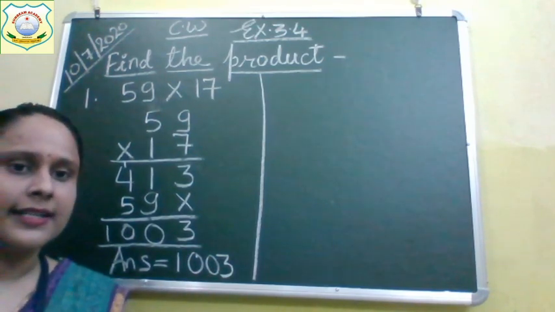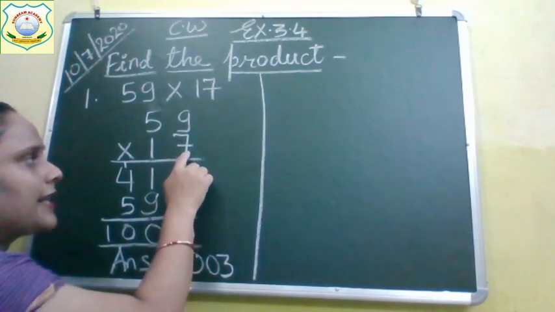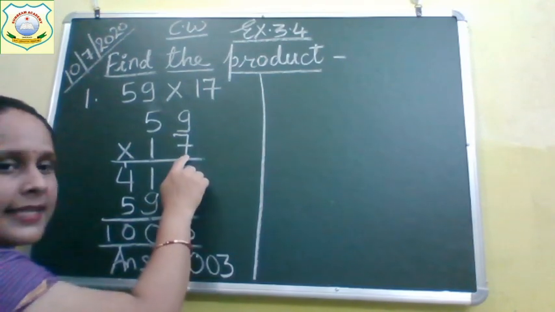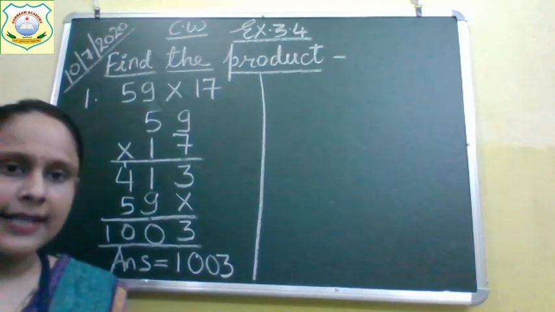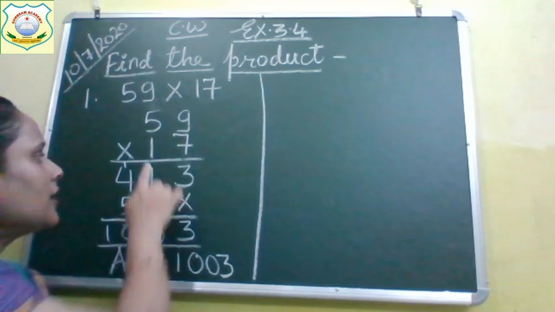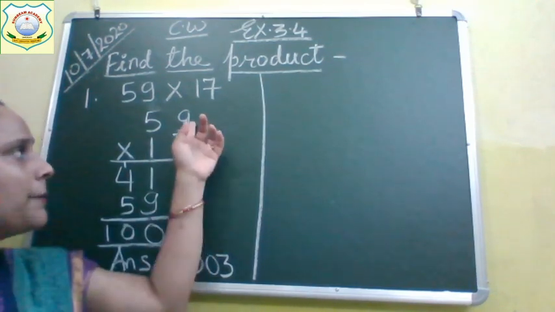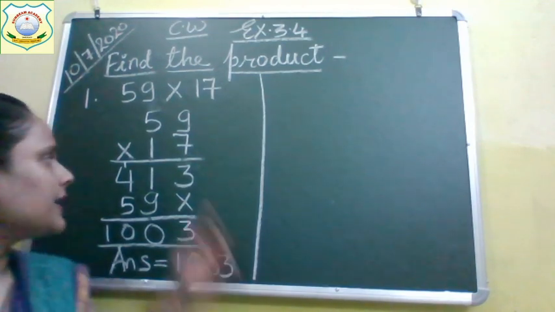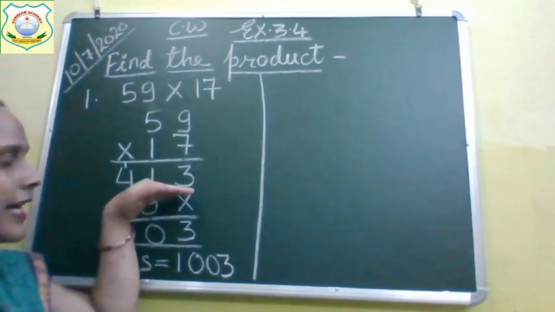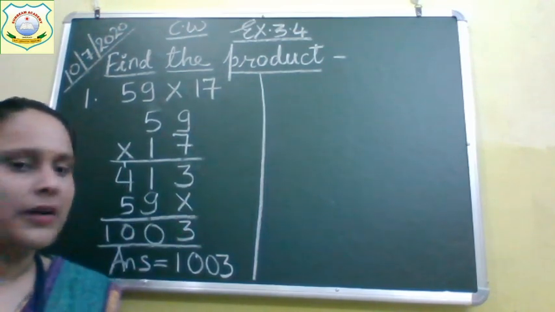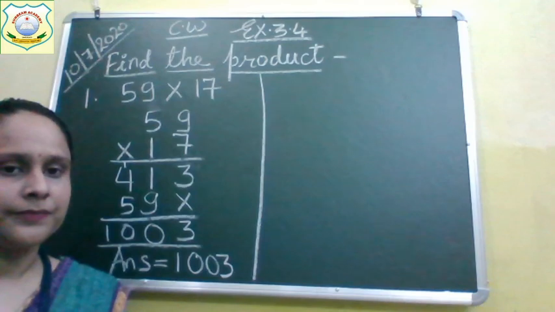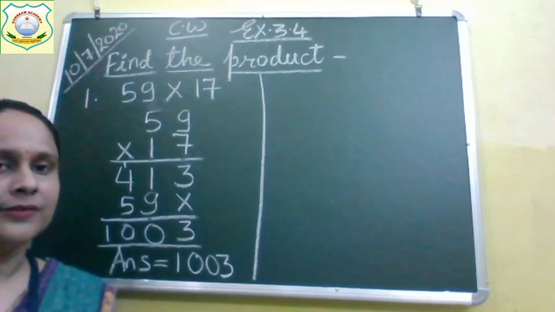First, what have we done in this question? First, we multiplied this 7 by the number written in the ones place. Then we multiplied this 7 by the number written in the tens place. Now the work of 7 is over, so we have put a cross. Now we will multiply this 1 by the number in the ones place, and then multiply this 1 by the number in the tens place. After we get the partial products of both the numbers, we will add them to get the final product. So note down this, everyone.